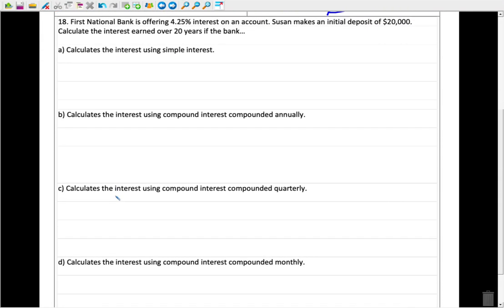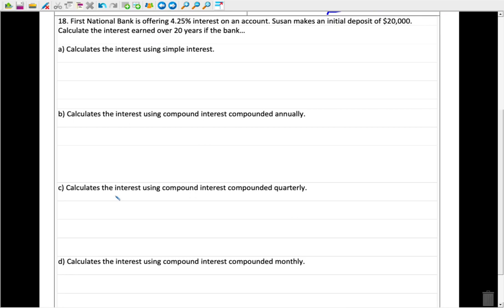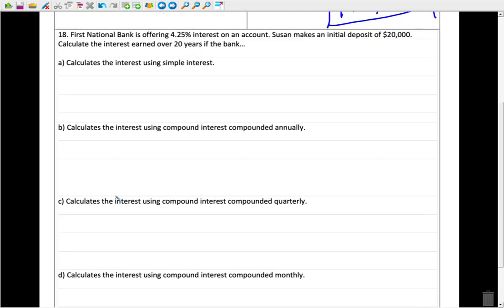First National Bank is offering 4.25% interest on an account. Susan makes an initial deposit of 20,000. Calculate the interest using simple interest, and then calculate the interest using compound interest annually, and then compound interest quarterly and monthly. This is going to be a big copy paste job because all of the values are going to be the same, except the only difference is going to be the number of times it's compounded.